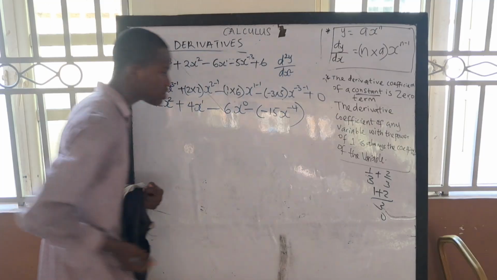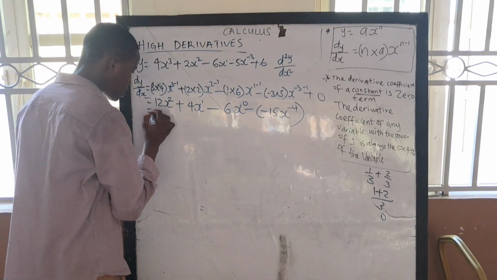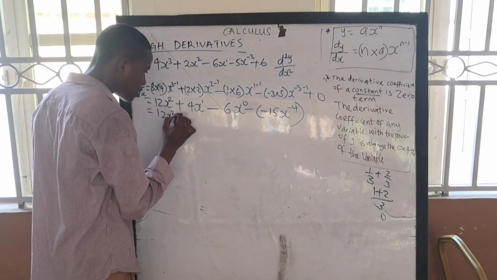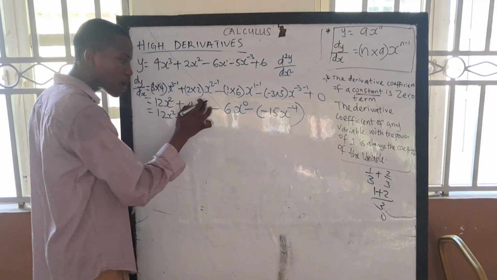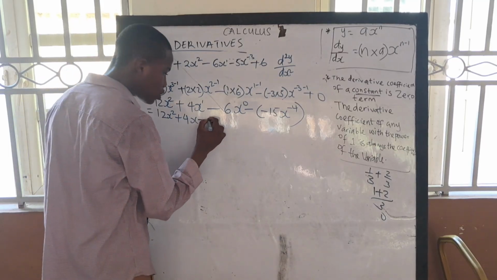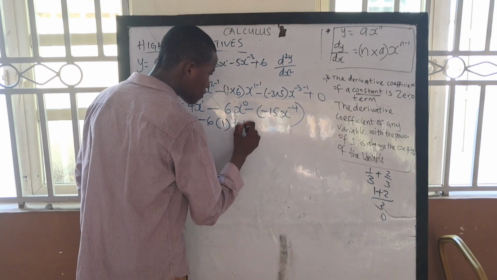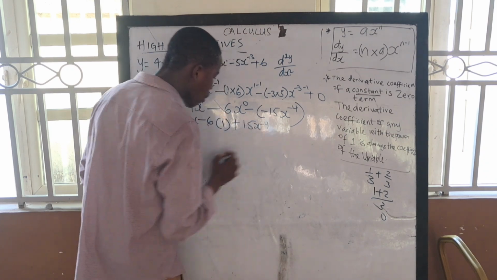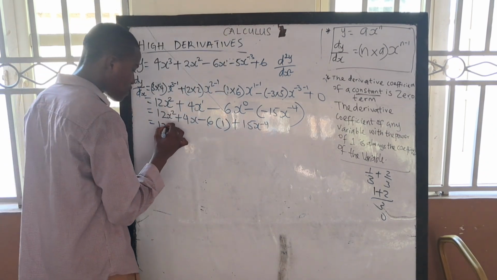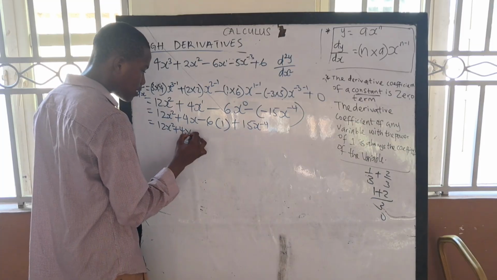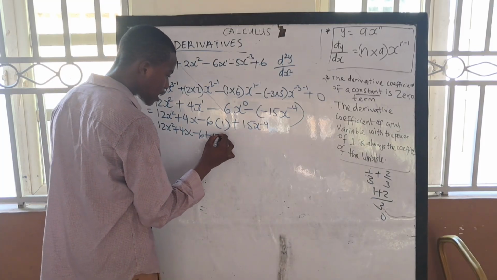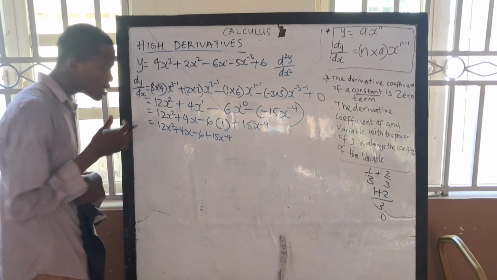Right? I don't need to write the x to the power 0 again. So this is 12x squared plus 4x. x to the power 1 is x, right? Minus 6. x to the power 0 is 1. Minus times minus, plus 15x to the power minus 4. So 12x squared plus 4x minus 6 plus 15x to the power minus 4.